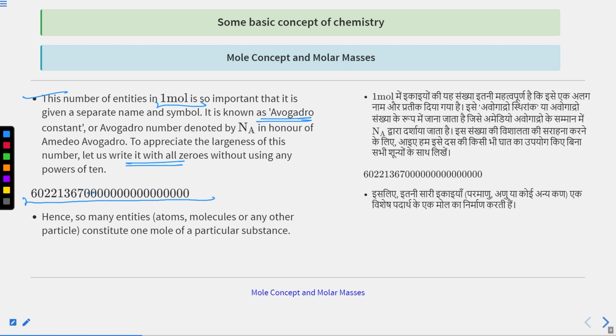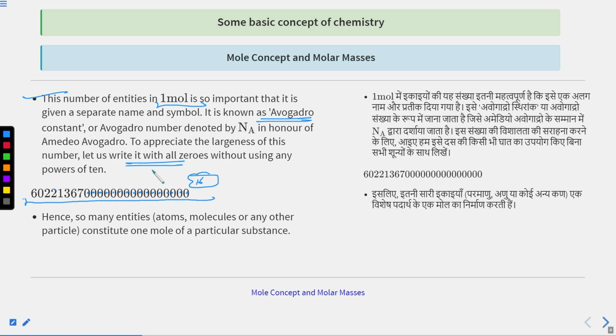1 2 3 4 5 6 7 8 9 10 11 12 13 14 15, 16 zeros are there. How many zeros are there? 16. So 60221367 and 16 zeros are there. If you will see 1 2 3 4 5 6 7, if you will write 10 raised to the power 23, so you have to put a decimal here, 6.0221367. Okay, I hope you are getting these points.